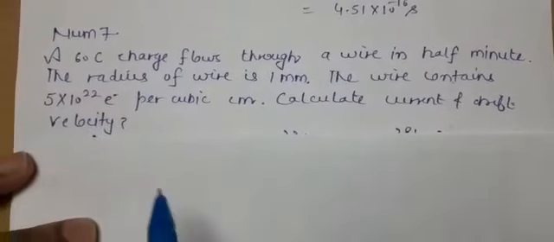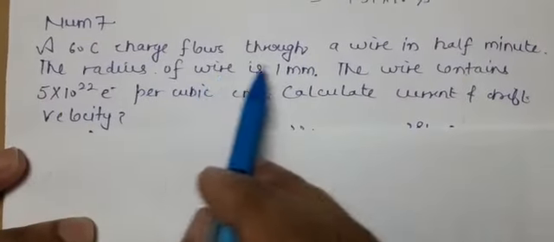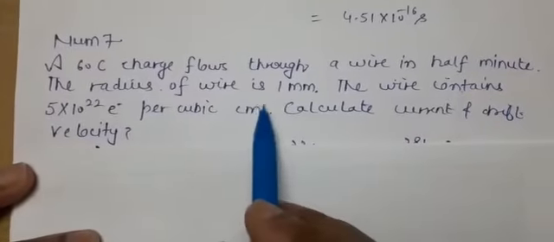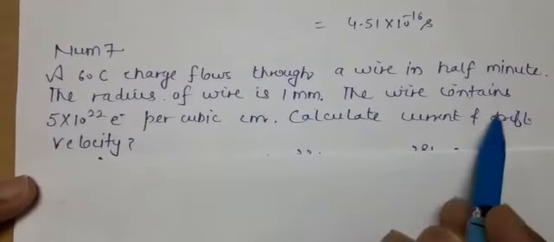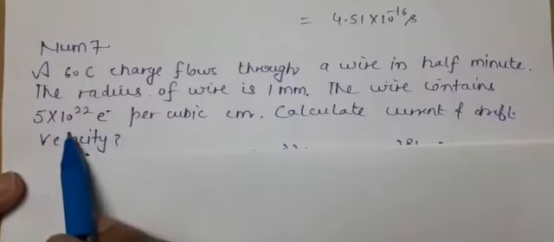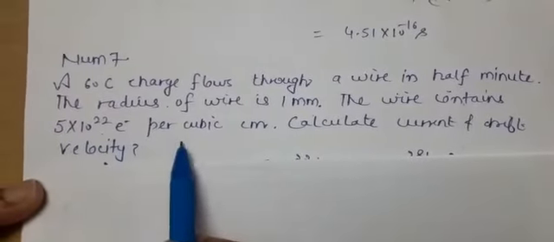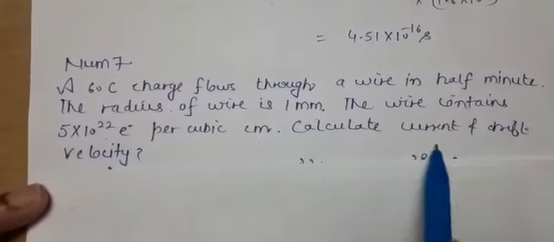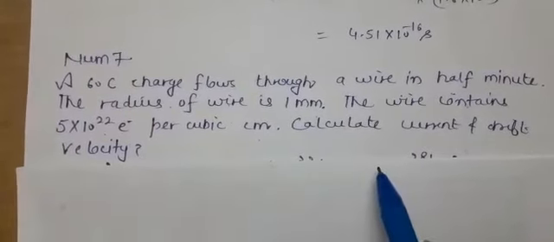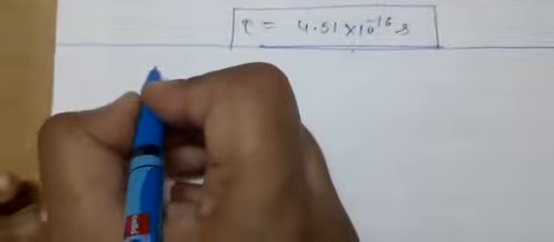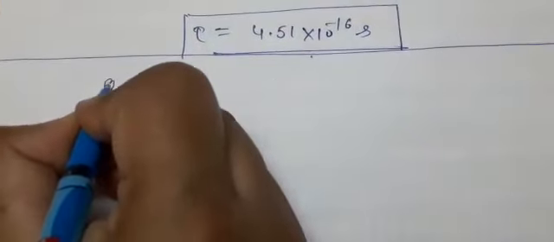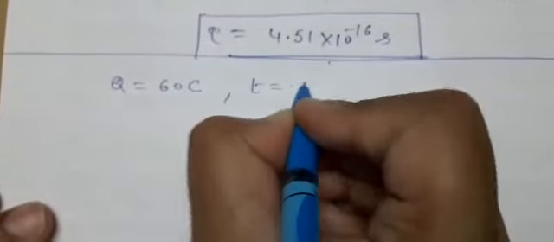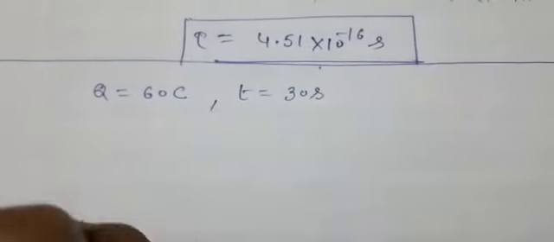Now next numerical. A 60 coulomb charge flows through a wire in half minute. The radius of the wire is 1 millimeter. The wire contains 5 into 10 raised to the power 22 electron per cubic centimeter. Calculate current and drift velocity. As per the statement, the charge flowing through the wire is 60 coulomb in a time of half minute, that means 30 seconds.